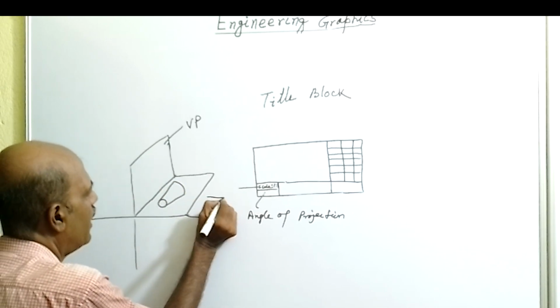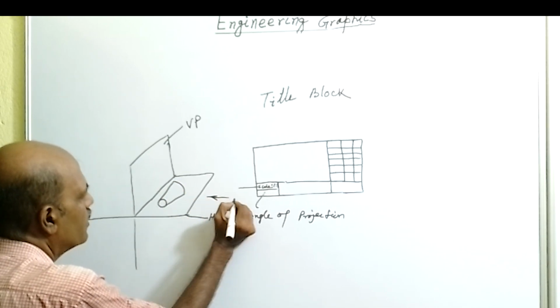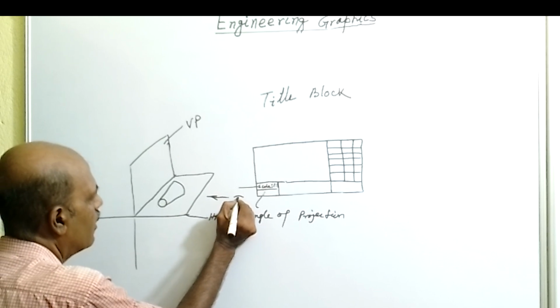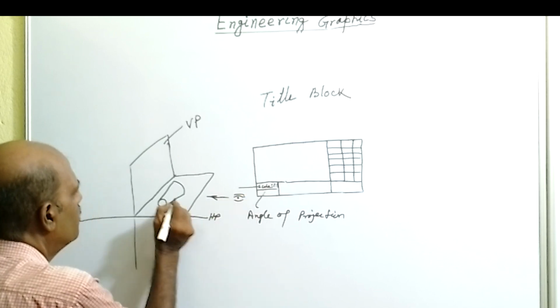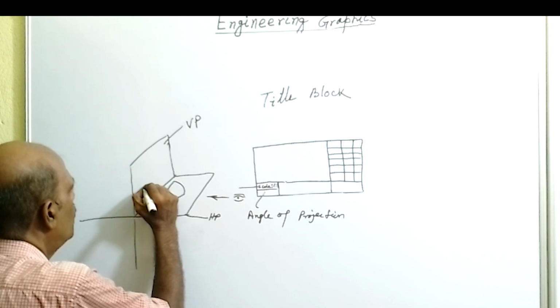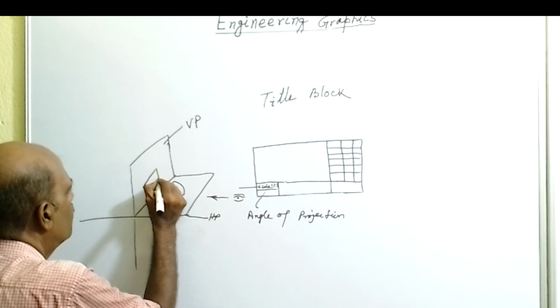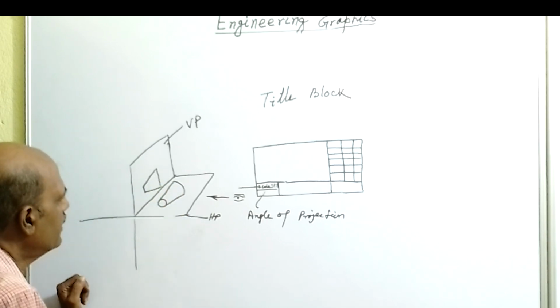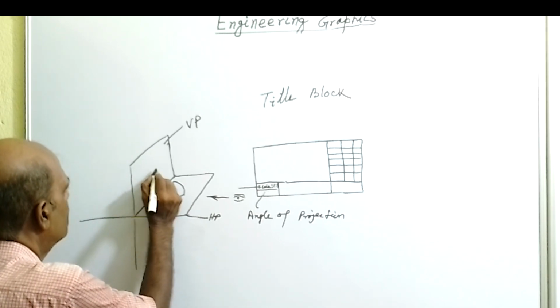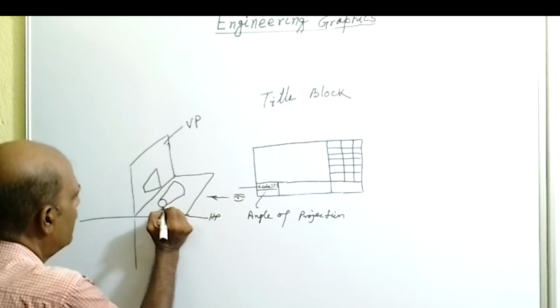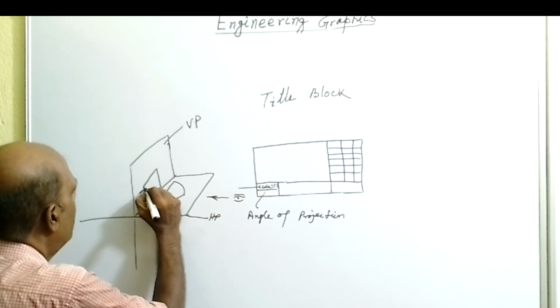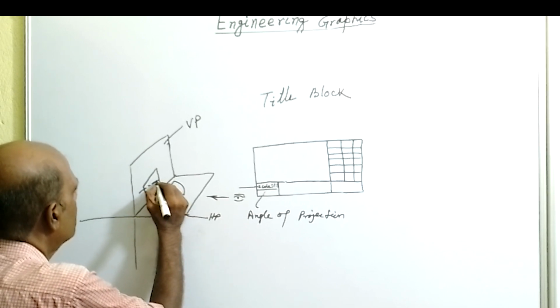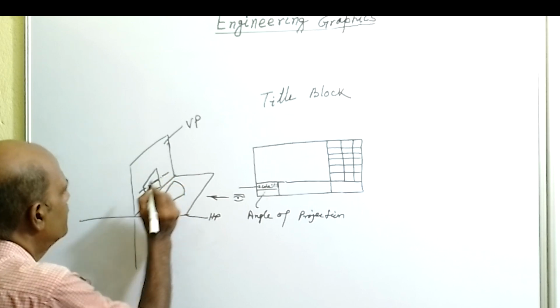If we see the front view from this side, the observer is here. So if the observer looks at this object, the front view will be projected on VP. It will be like this. This side diameter is equal to this side diameter, and as it is a symmetrical object, there will be a center line.